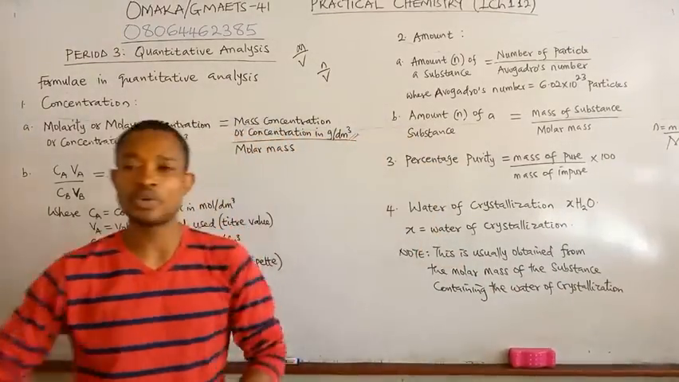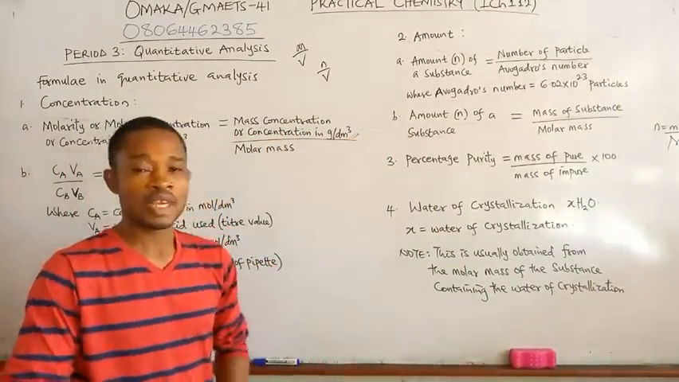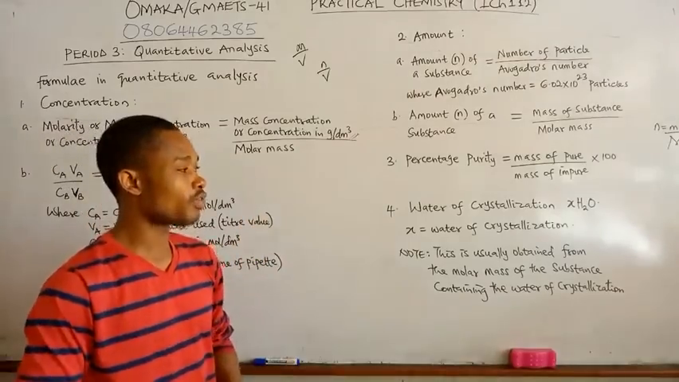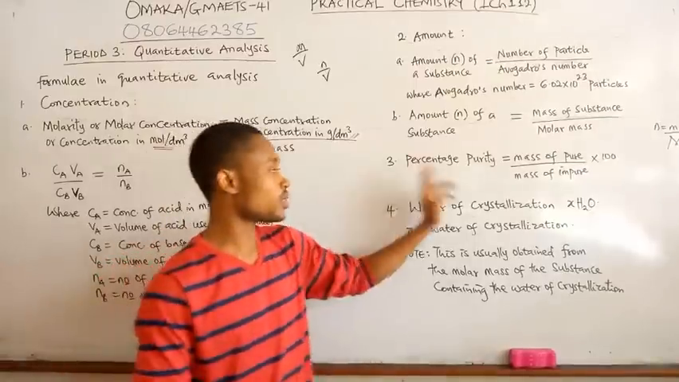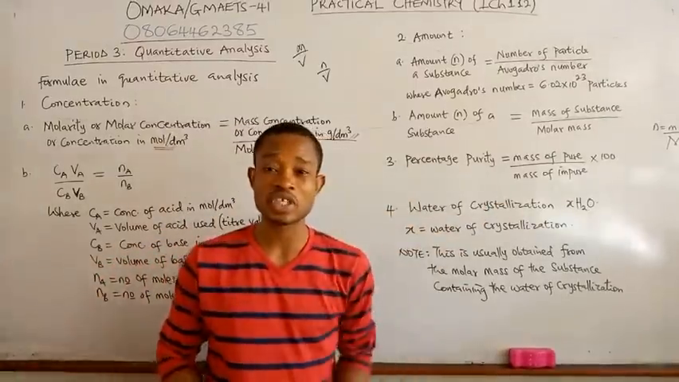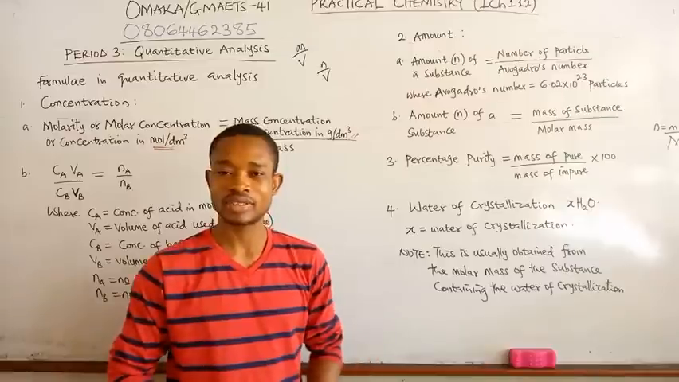Then again, percentage purity is another important formula you will likely encounter in your titration problem. It is equal to mass of pure over mass of impure times 100%. Once you've gotten the percentage purity, you can also get percentage impurity by subtracting this from 100.